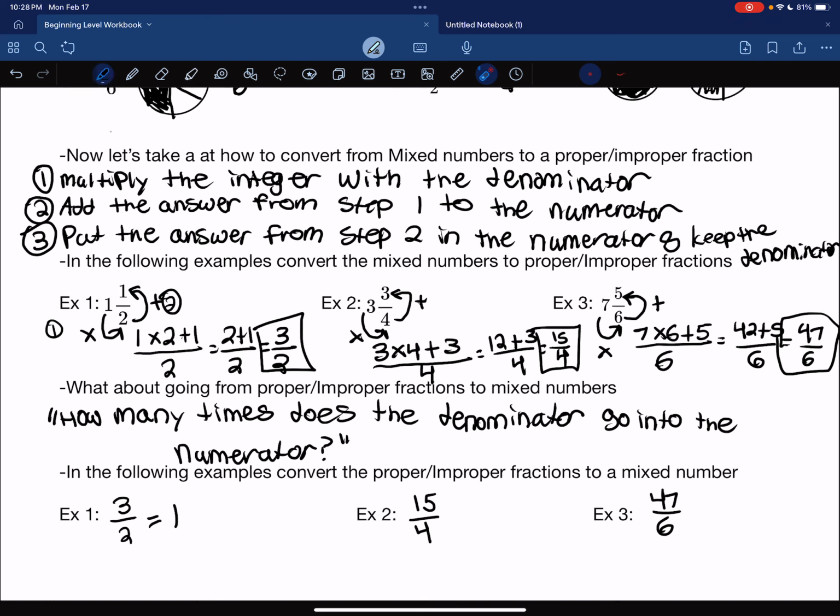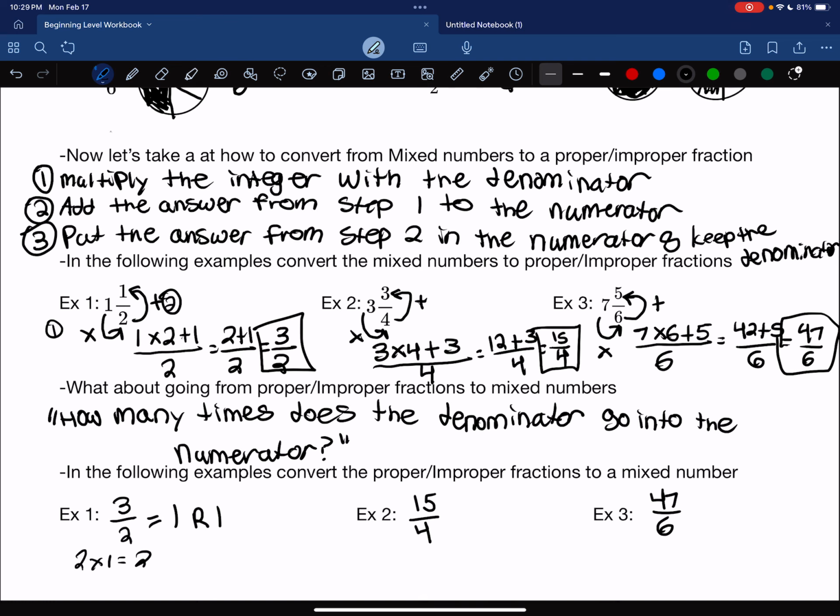So let me actually write this out. So when you do 2 times 1, that equals 2. So we have to ask ourselves, how far is 2 away from the value of 3? In that case, we are 1 value away. So in other words, we have a remainder of 1. So once we get that remainder, we could now convert this into a mixed number.